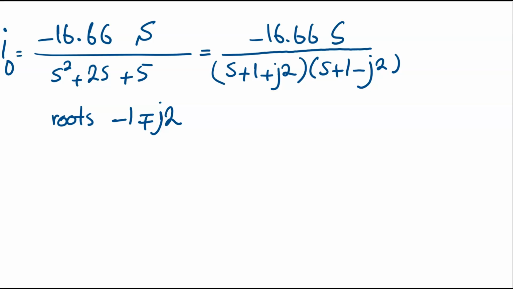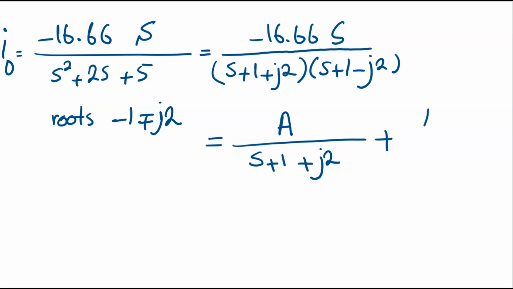So it means that your partial fraction will be in the form of, let's say, A over s plus 1 plus j2 plus A conjugate over s plus 1 minus j2. The only thing you need to solve is this A, because the other coefficient is just the complex conjugate of what you find for your A. How can we find our A?